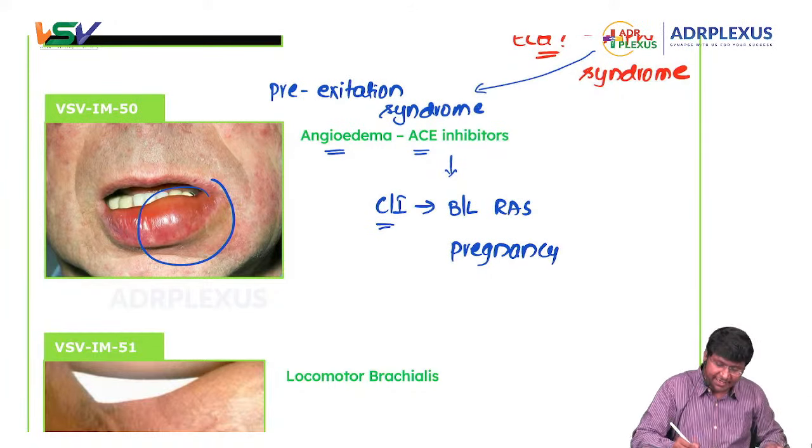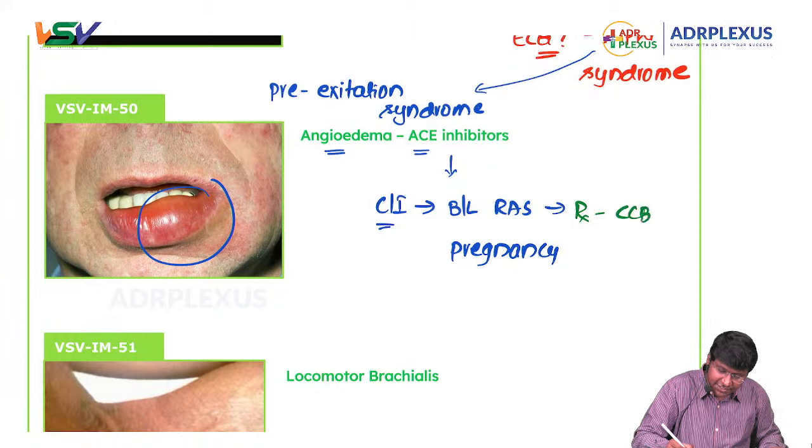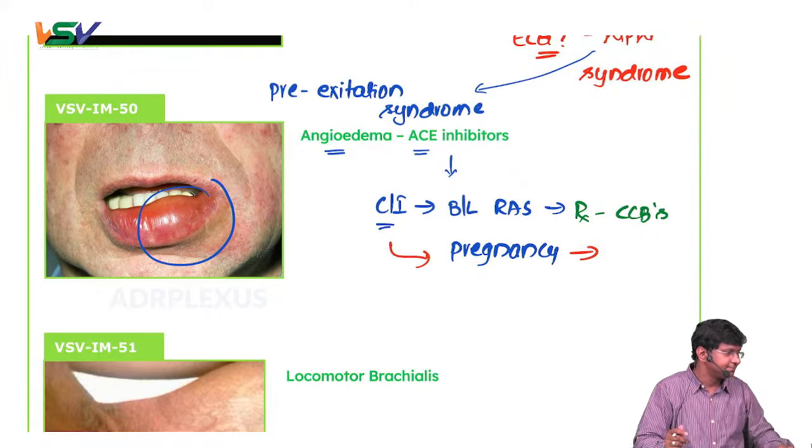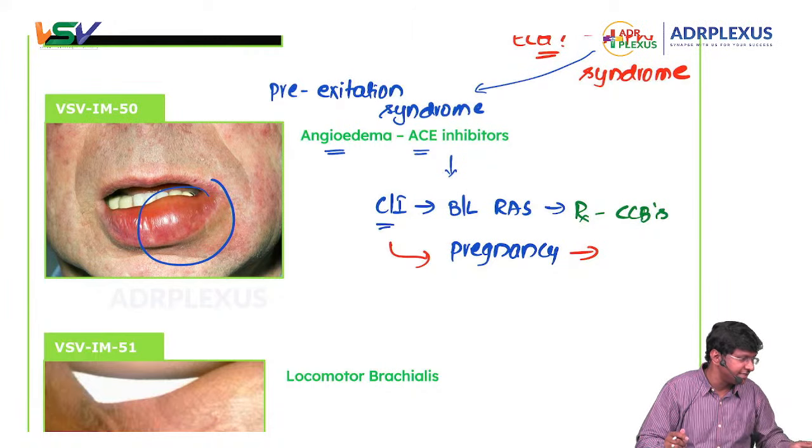And in case of bilateral renal artery stenosis, when ACE inhibitors are contraindicated, what is the alternative drug that you will give? You need to give calcium channel blockers. And whenever you are giving ACE inhibitors in pregnancy, what will be the teratogenicity? Yeah, even your renal failure and hyperkalemia. Good.